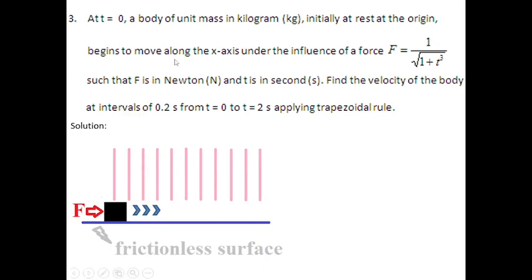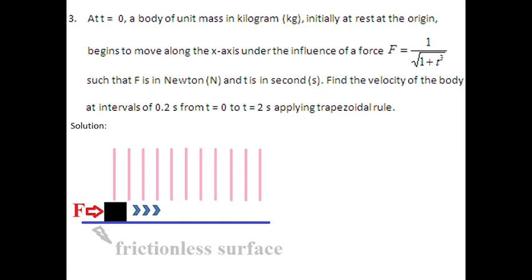Alright, let's analyze. So we have this figure. A force is applied to a body of unit mass, that is 1 kilogram. It is initially at rest at the origin and begins to move along the x-axis under the influence of a force with this equation, such that F is in Newton and t is in seconds. Find the velocity of the body at intervals of 0.2 seconds from t equals 0 to t equals 2 seconds.